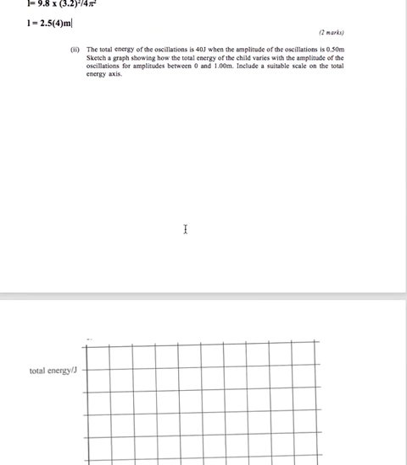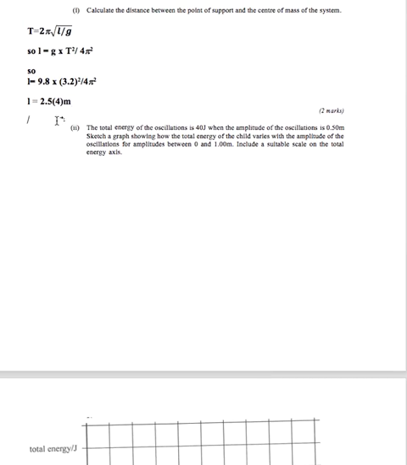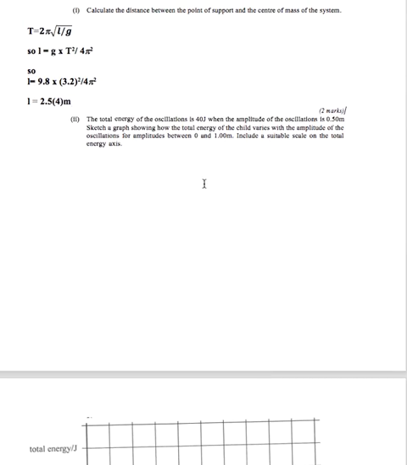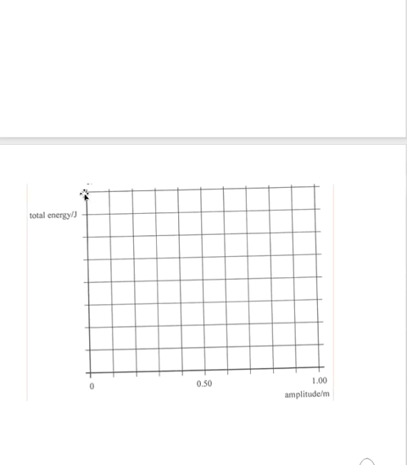So the first thing we need to remember here is that the energy is proportional to the square of the amplitude. So the total energy is 40 joules at 0.5 meters. We're going to go to 1 meter. We're going to double the amplitude, so we're going to have 4 times the energy. So our graph here has to go to 160 joules when we get to 1.